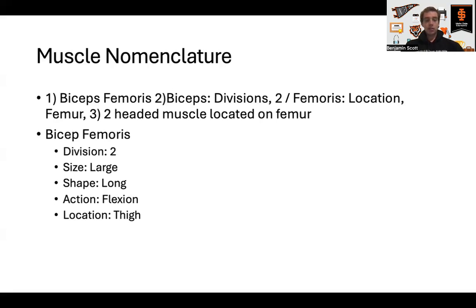The second one I have is an example of what not to do. A lot of people did this on the discussion board. This isn't what you're supposed to do. They just did an anatomic breakdown. Biceps femoris. Division, there's two. Size, large. Shape, long. Action, flexion. And location in the thigh. So that's more anatomy, which is not within the scope of the class.